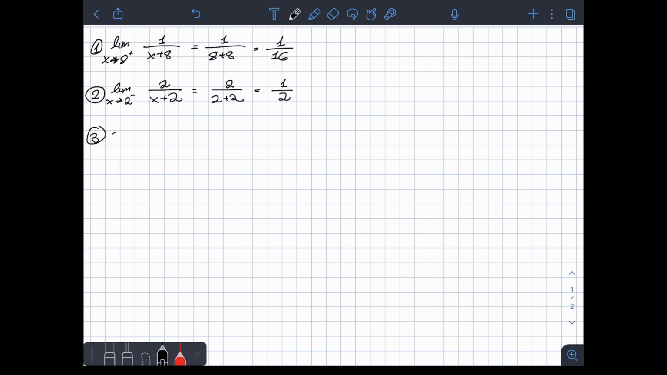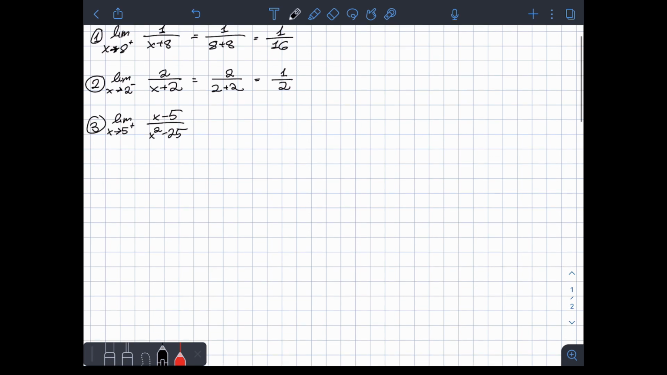So we have the limit as x approaches 5 from the right of x minus 5 over x squared minus 25. If we just plug in the 5, we end up with an indeterminate form because we get 5 minus 5 over 5 squared minus 25, which is 0 over 0. And so we need to find an equivalent function.